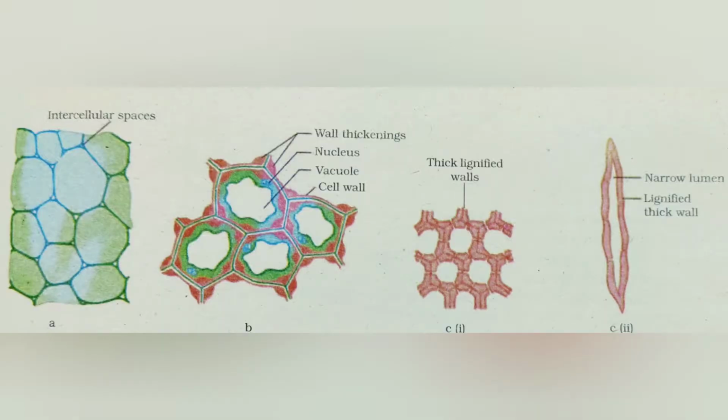Various types of simple permanent tissue can be seen in this figure. The first one is of parenchyma and the second is of collenchyma. The last two are of transverse and vertical section of sclerenchyma respectively. Here we can clearly observe the differences in the cells of different tissues.